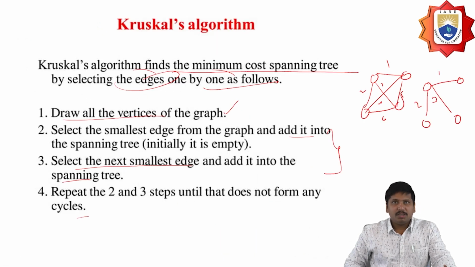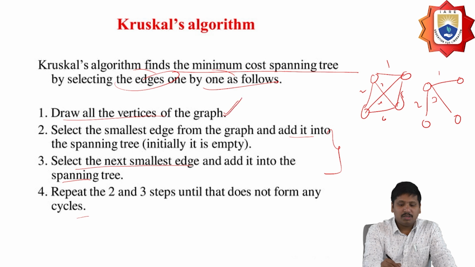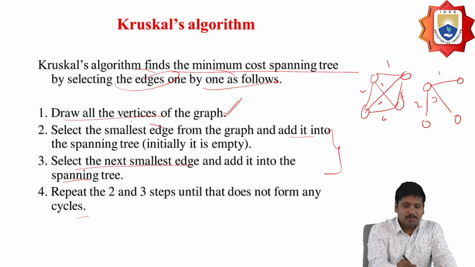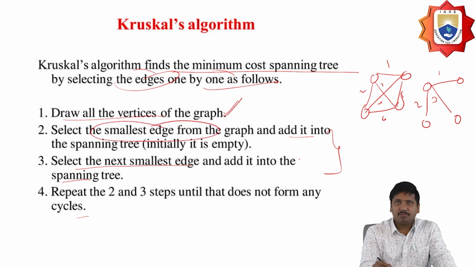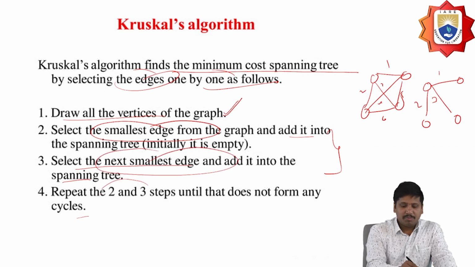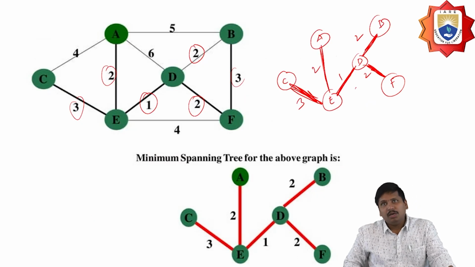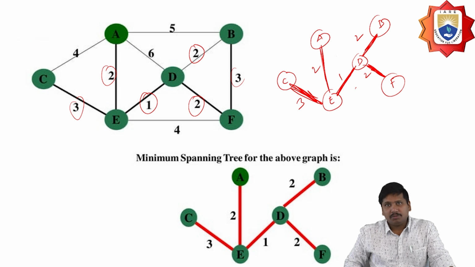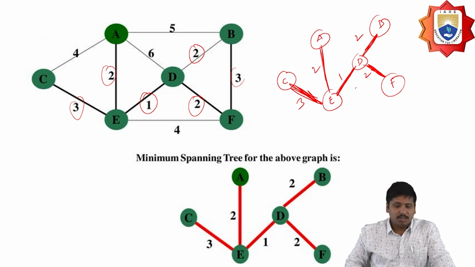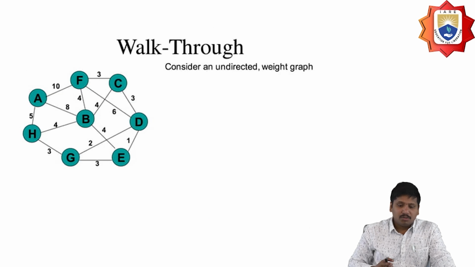Okay, so what is this? First we have to draw all the vertices of the graph, and then select the smallest edge from the graph and add it to the spanning tree, and select the next smallest edge and add it to the spanning tree. So repeat these steps until it does not form the cycle. Like this we construct the spanning tree from the given weighted graph by using Kruskal's algorithm. So let us consider another graph here.